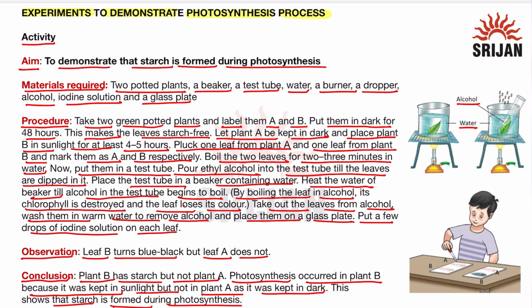So photosynthesis occurred in plant B because it was kept in light, and when light is there, photosynthesis takes place, and by the process of photosynthesis, glucose is formed which is later converted to starch. Thus, when plant B was kept in sunlight, it performed photosynthesis and starch was formed, which on reaction with iodine showed blue black color. So therefore, it shows that starch is formed during the photosynthesis process.